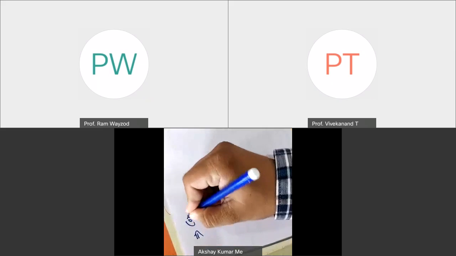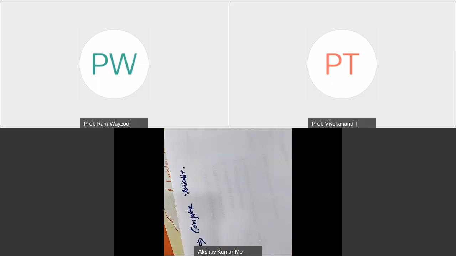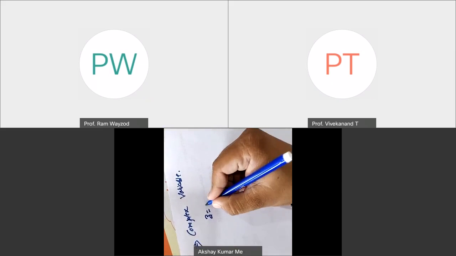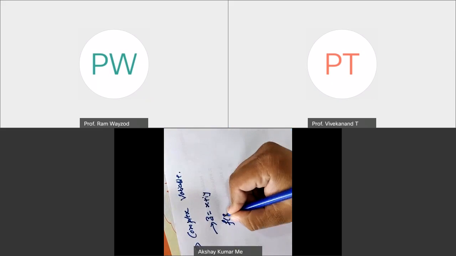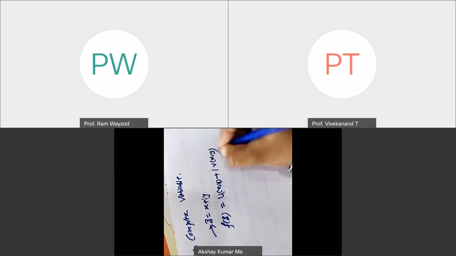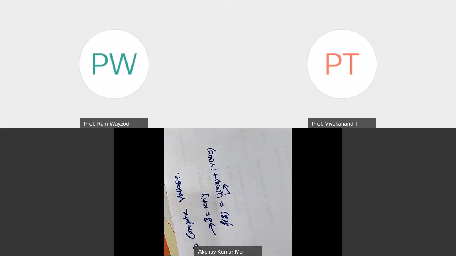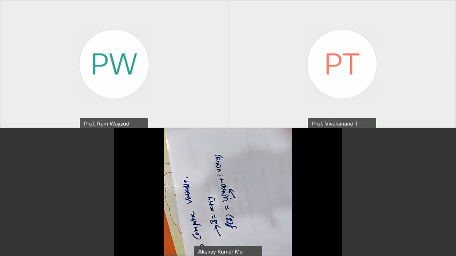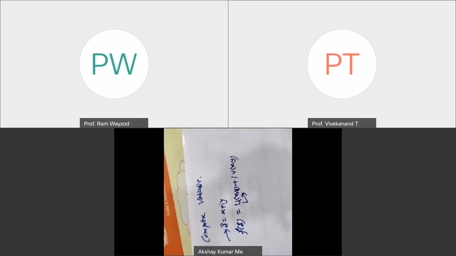The next topic is complex variable. Suppose we have z equal to x plus iy, any complex number, then we define a function f of z equal to u of x, y plus i v of x, y, where u and v are continuous real functions of x and y, and we define f of z as a complex variable, where u is known as the real part and v is the corresponding imaginary part of the complex function f of z.